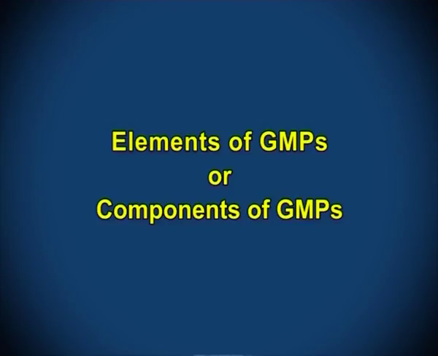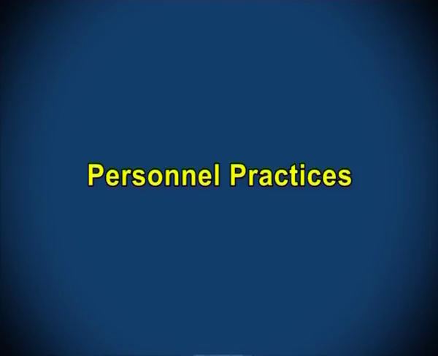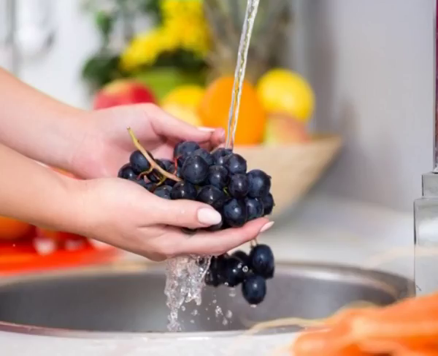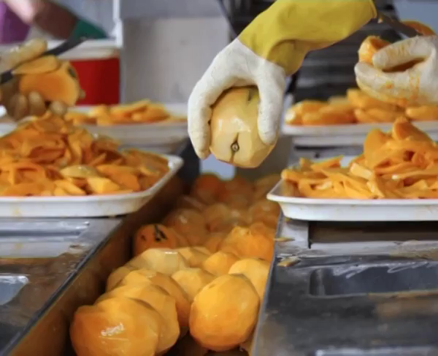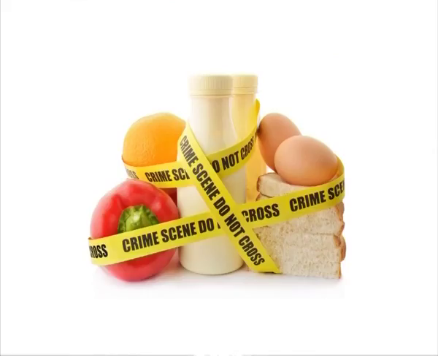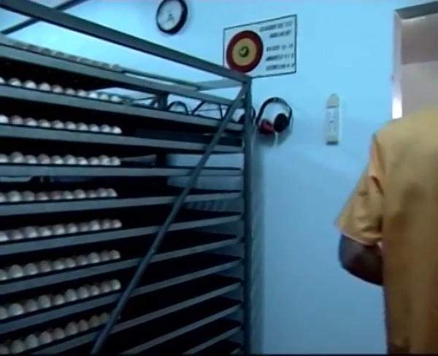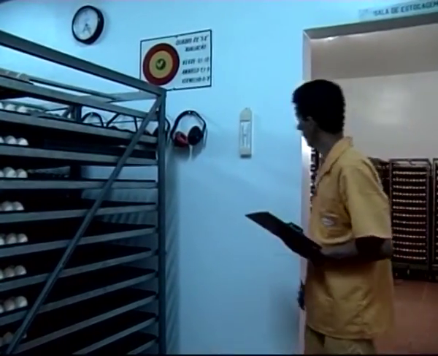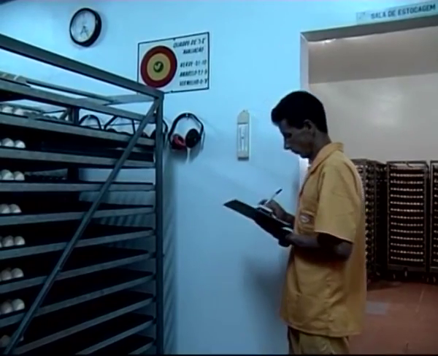Let us now discuss elements of GMPs, or components of GMPs. Among that, personal hygiene or personal practices. Personnel and their practices can affect the safety of the foods they handle. Through training and monitoring of employee practices, the potential for contamination of foods can be controlled. Managers of food operations have the responsibility for assuring that all personnel comply with this part of the GMPs.